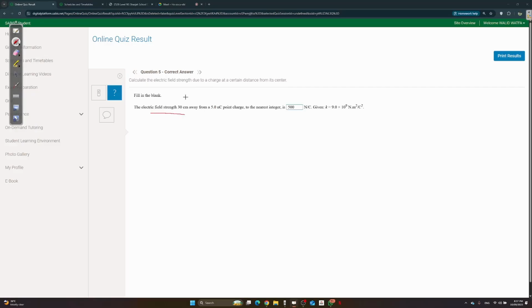The electric field strength 30 centimeters away from a 5 nanocoulomb point charge is what? So what did I just give you? What did they ask for here? Electric field. Yeah, what symbol is that? E. What's the formula for it? F over Q, or k Q over R squared. Write this down. Take it down. Write it down.